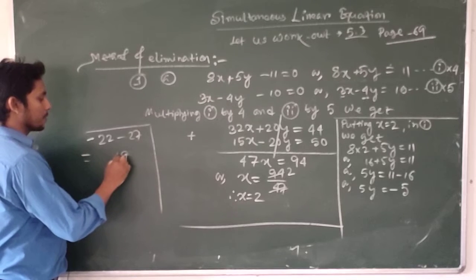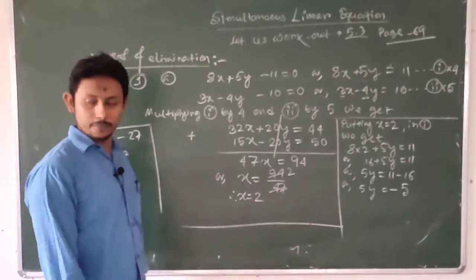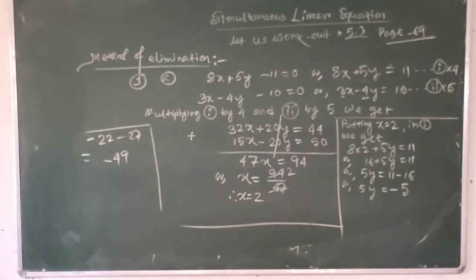So if we are adding, it is 49, and what will be the sign? Minus. The sign will be minus. These are the basic things. Actually you have already done this from class 6.